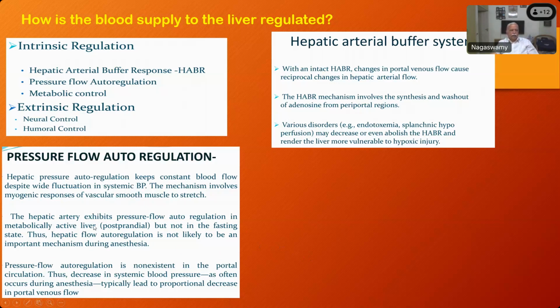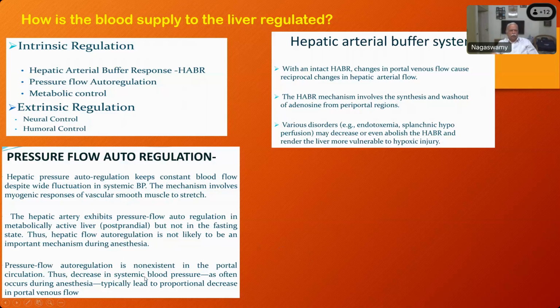The hepatic artery exhibits pressure flow auto-regulation in a metabolically active liver only. That is mostly after a full meal and not in the fasting state. Okay, and it's not likely to be an important mechanism during anesthesia. This is because we keep the patient nil oral. So the patient is fasted, and that is the reason why this auto-regulation will not be active during anesthesia, because the stomach is not having any food in it. So only during the postprandial period is this auto-regulation very, very important.